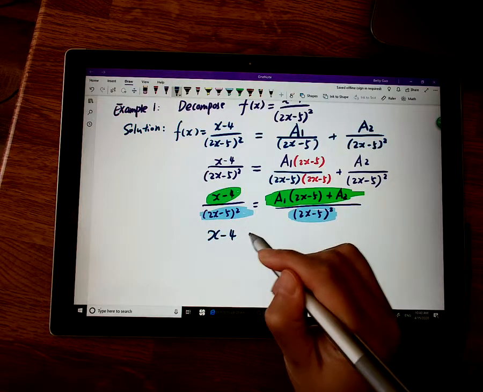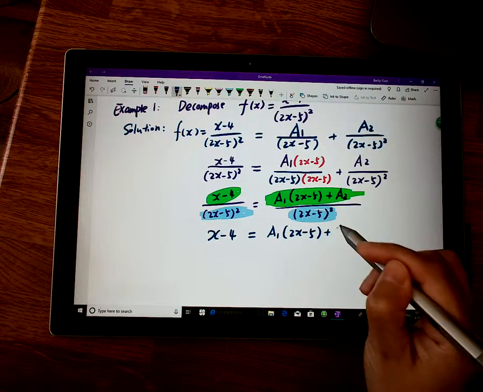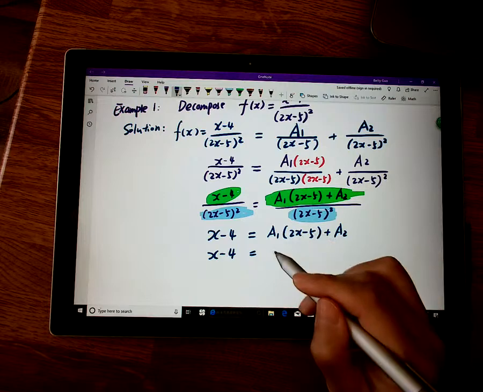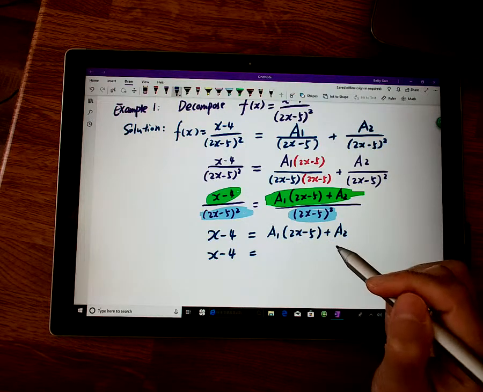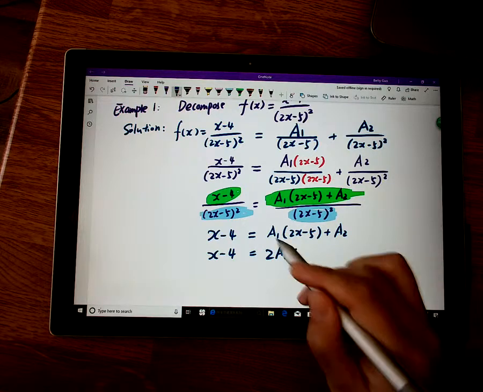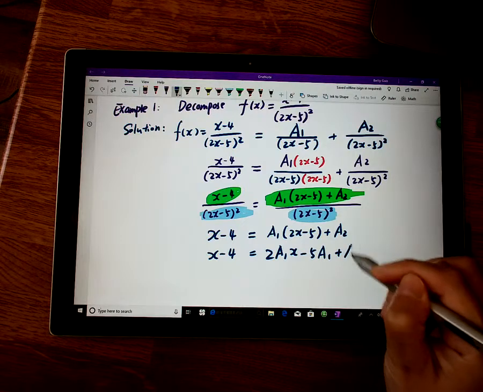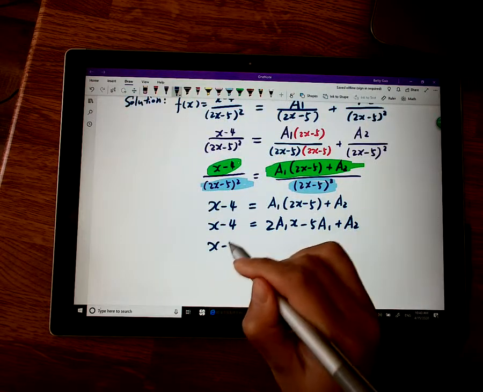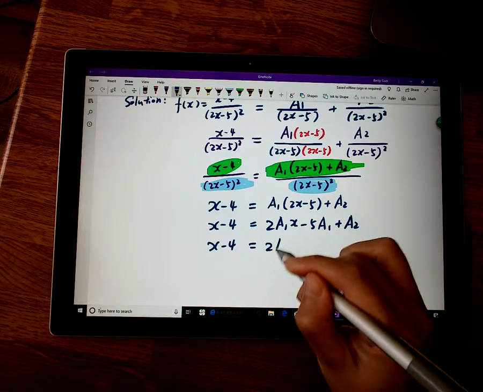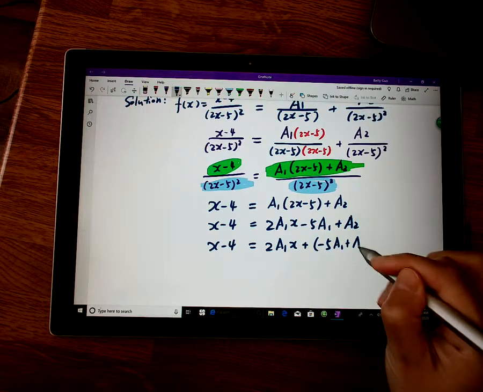We have x minus 4 equals a sub 1 times (2x minus 5) plus a sub 2. Let's distribute. Remember, a sub 1 and a sub 2 are two constants. A sub 1 times 2x, 2a sub 1 x. A sub 1 times negative 5, negative 5a sub 1, plus a sub 2. We reorganize the right-hand side: 2a sub 1 x plus negative 5a sub 1 plus a sub 2.